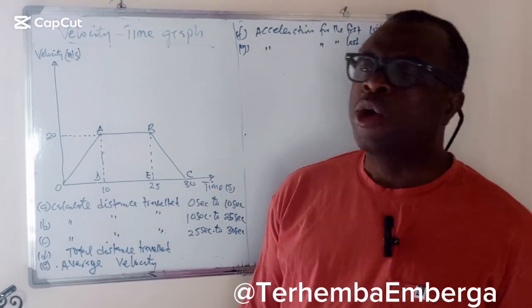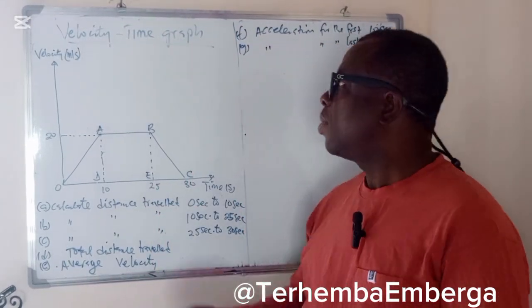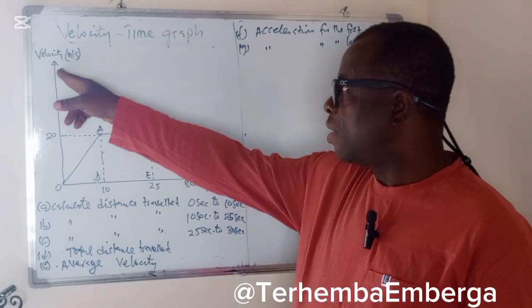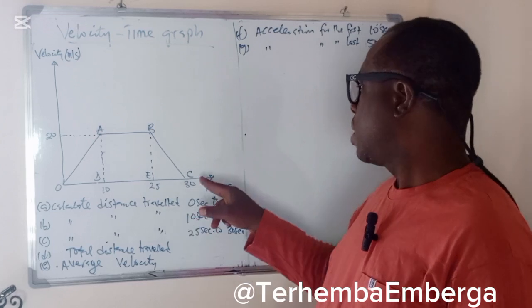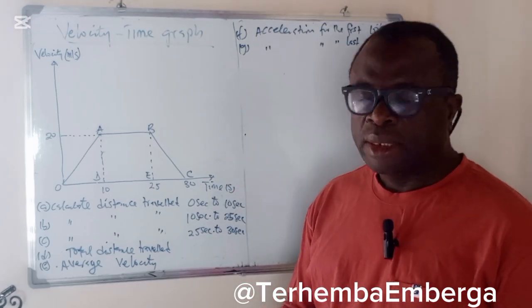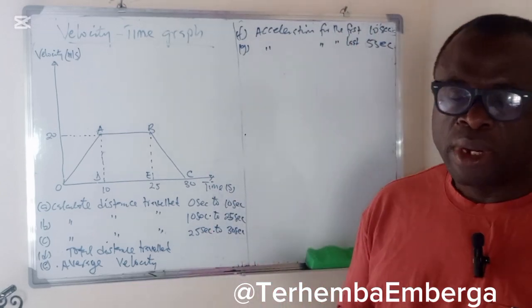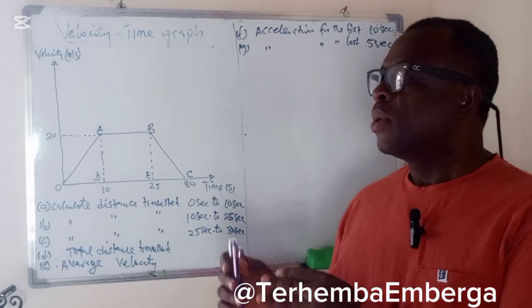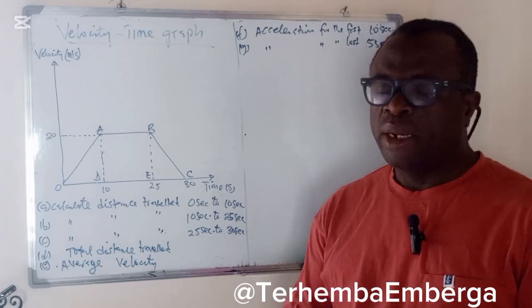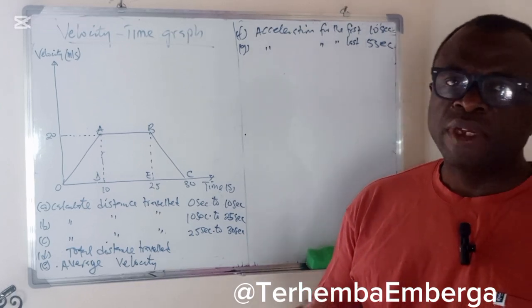Today we'll be looking at the concept of the velocity time graph. It means that velocity is on the y-axis and time is on the x-axis. What are we really talking about? With a velocity time graph, one is trying to describe acceleration, because acceleration is the rate of change of velocity.